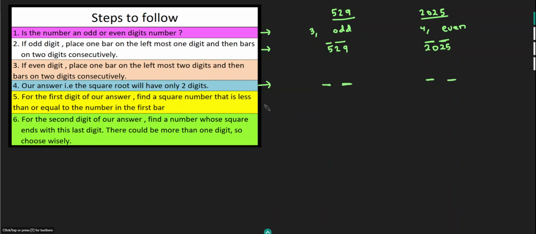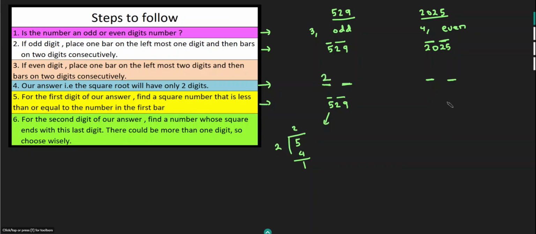And in the fifth step, we are going to find the first digit of our number. And for that, we are going to consider the bar representation of the number that we did in step 2 or step 3. So let's consider the bar representation number, that is 529 with a bar on top of it. So here we have to consider only the first bar number, which is 5, and then we have to identify a number whose square is less than or equal to 5. So clearly it's going to be 2 because 2 square is 4 and that is less than or equal to 5. So therefore in our answer the first digit is going to be 2.